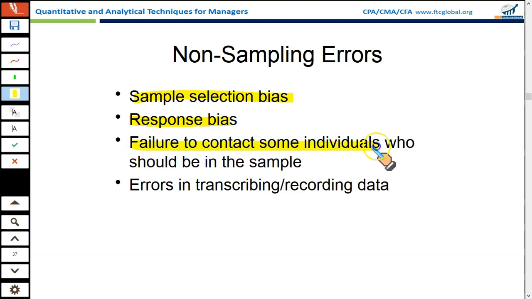Failure to contact some individuals who should be in the sample. Yes, sometimes we can't reach everyone we need to reach for our survey. They might not answer calls, or we might have the wrong contact information for them. So this could mean we made a mistake. Errors in transcribing or recording data. Yes, errors can also happen when you're putting survey answers into a computer. When you're tabulating the results, you can make mistakes. So this could be because of typing mistakes or misunderstanding what someone said.